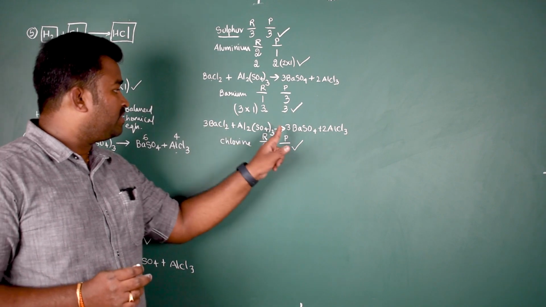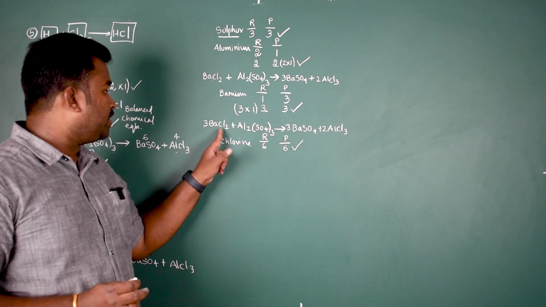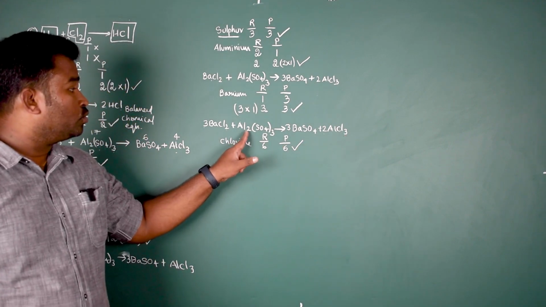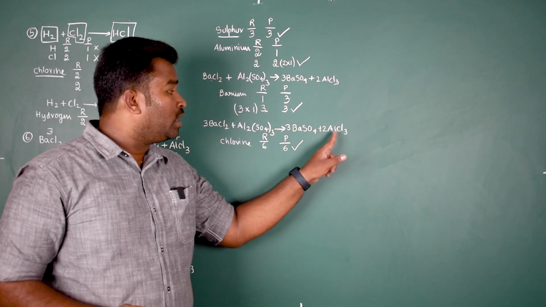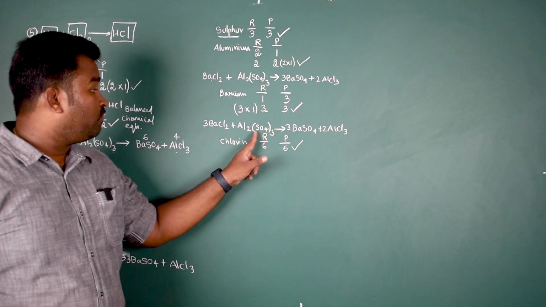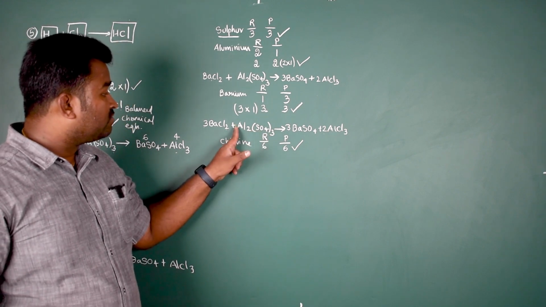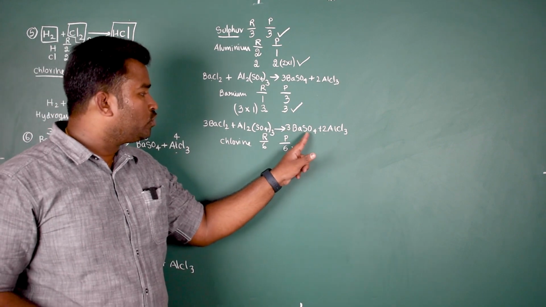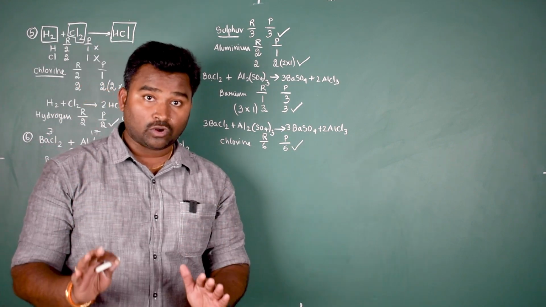So 3 bariums, 3 bariums. 3 2s are 6 chlorines, 2 3s are 6 chlorines. 2 aluminiums, so 2 into 1, 2 aluminiums. Then sulfur, 3 into stoichiometric coefficient 1. So 3 into 1, 3 sulfur. So sulfurs are also balanced.